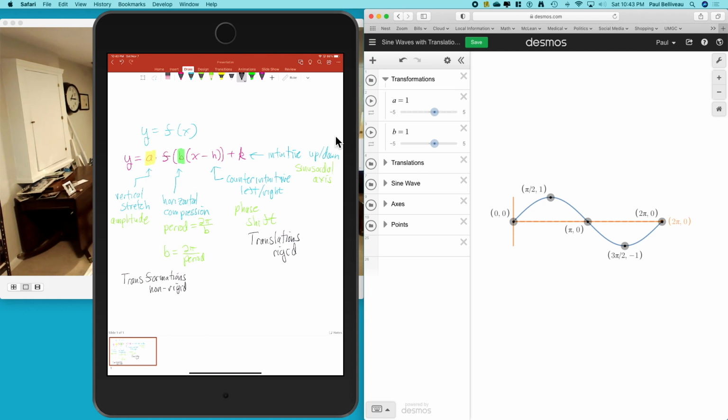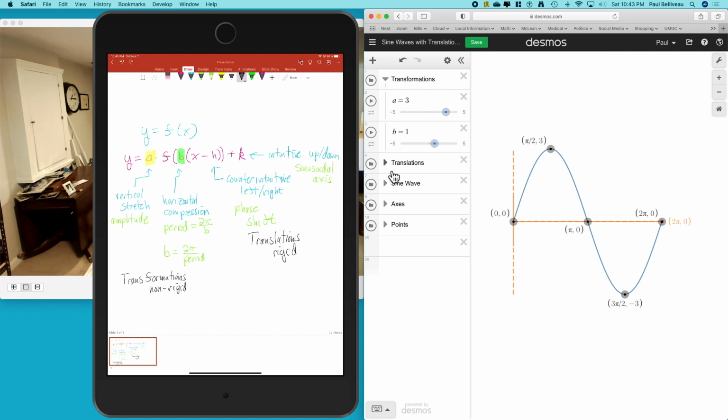Remember, a is my vertical stretch, okay? So if a goes to 2, my sine wave gets twice as big. If a goes to 3, my sine wave goes 3 units above and 3 units below my middle axis, my x-axis here, okay?